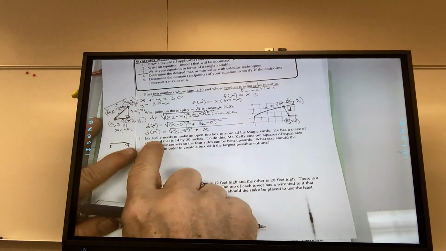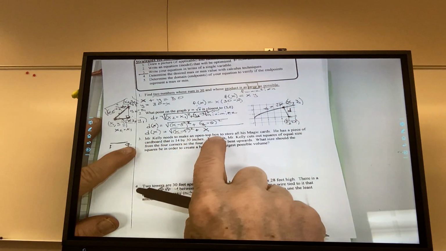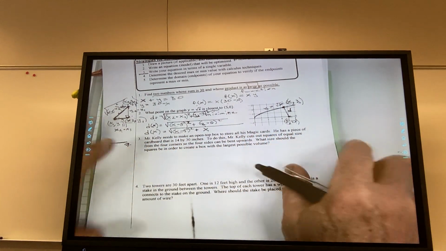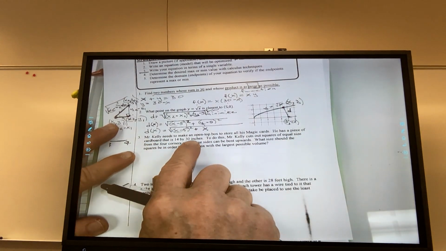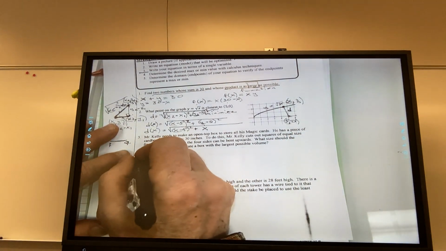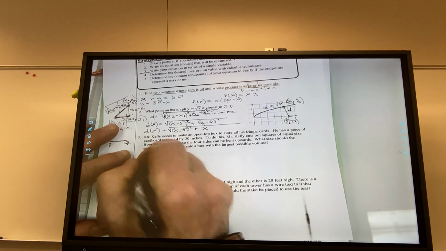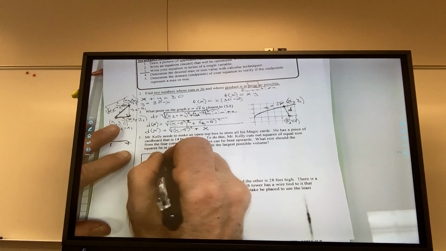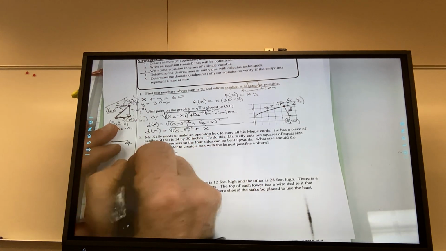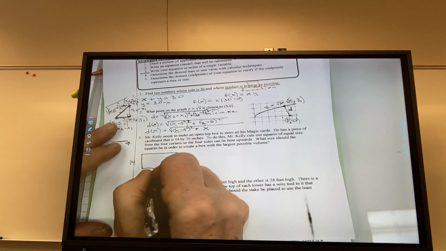So this one says, Mr. Kelly needs to make an open box to store all of his magic cards. I don't know what those are. He has a piece of cardboard that is 14 by 30 inches. So I'm going to draw a rectangle, and I'm going to label it 14 over here and 30 over here.